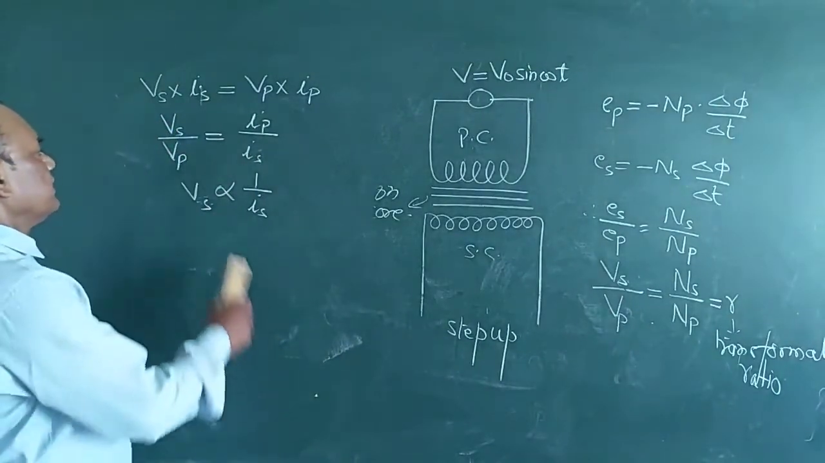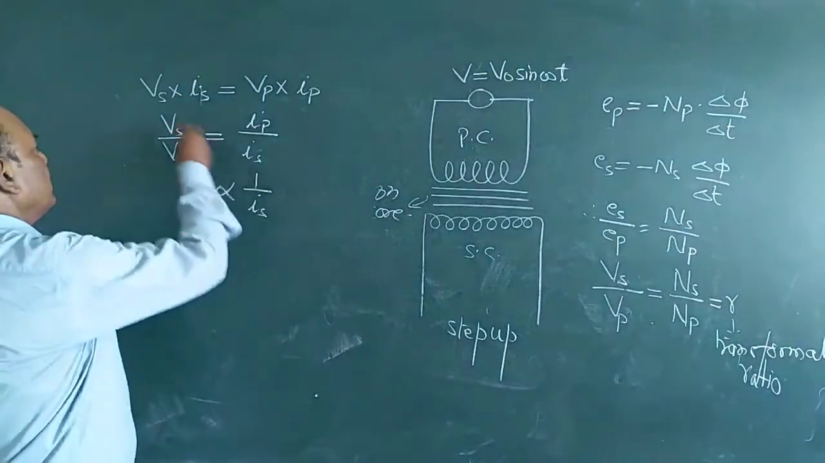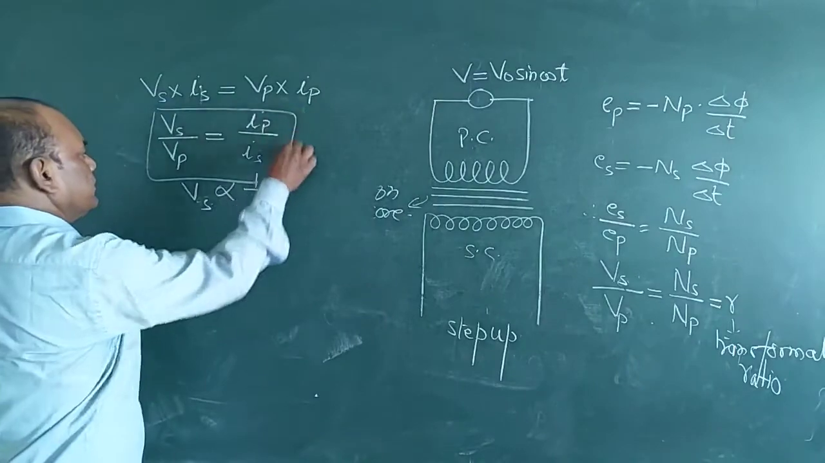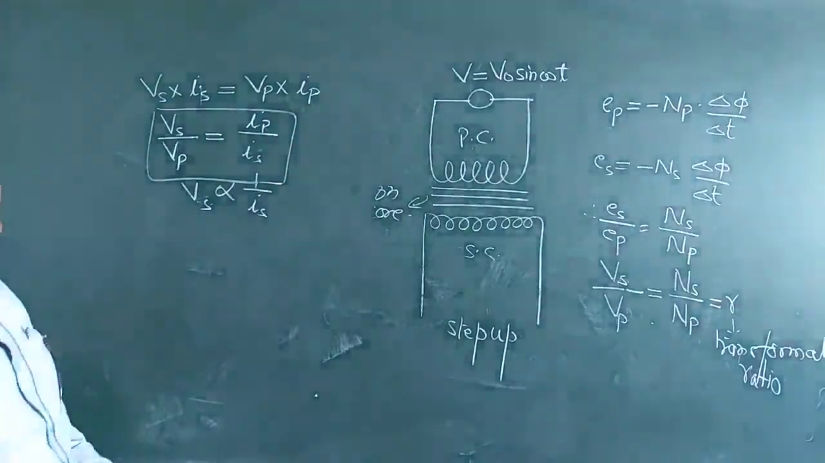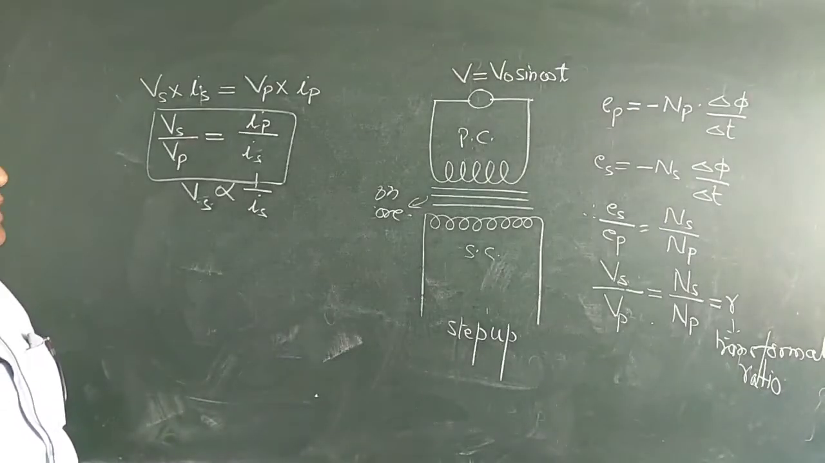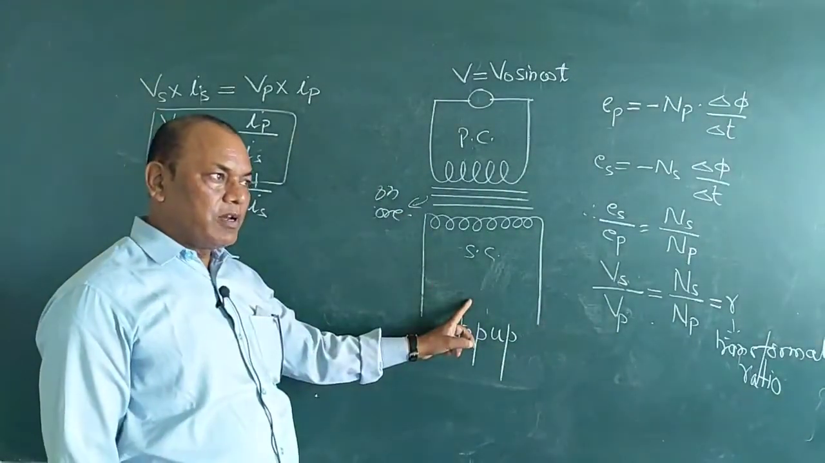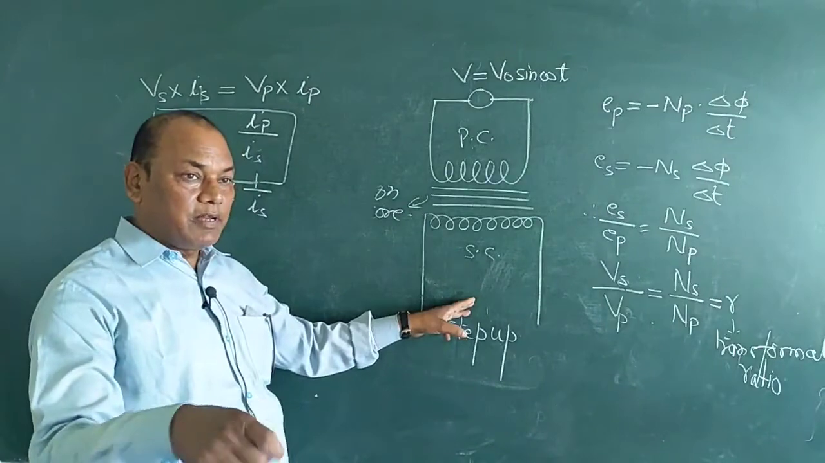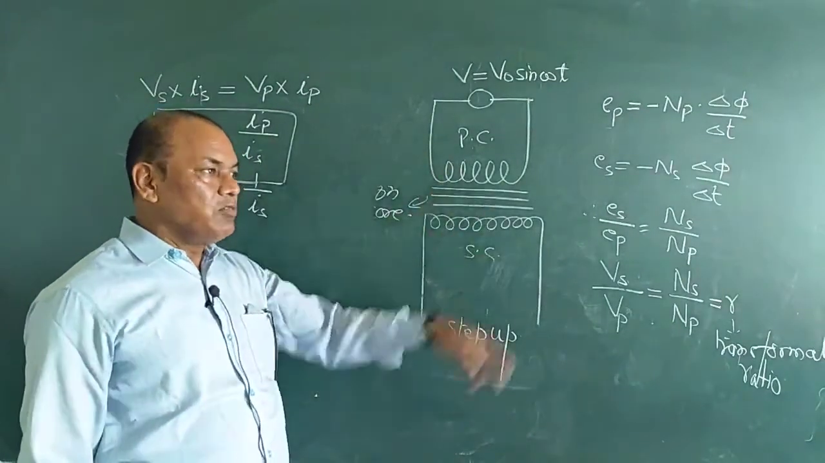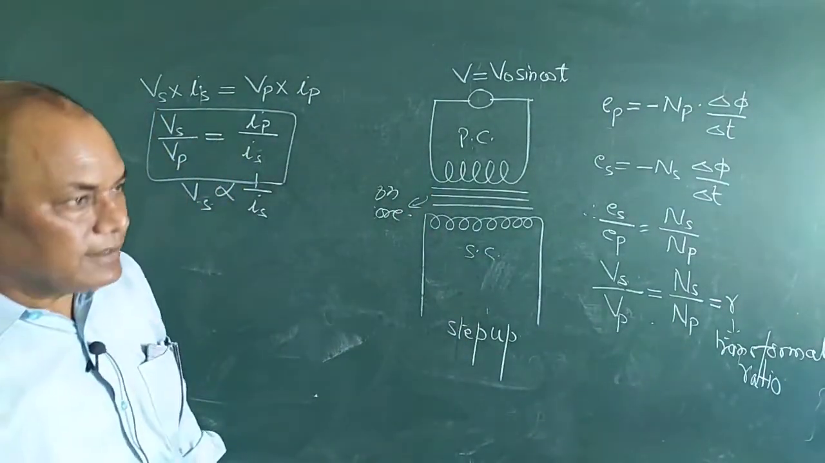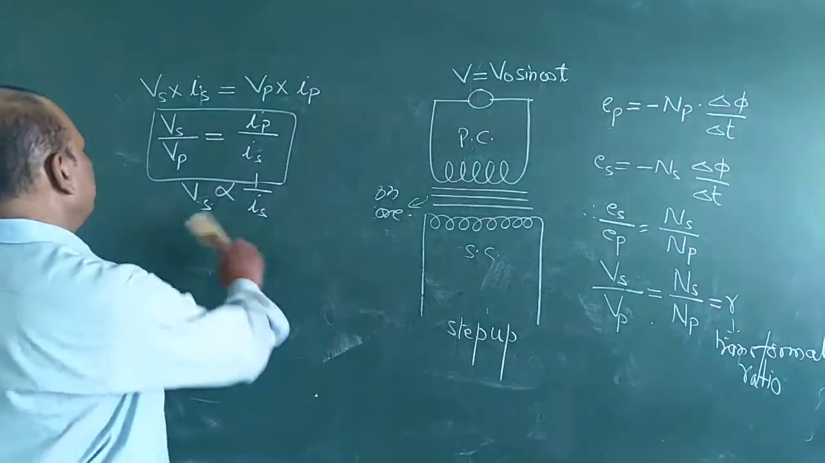So this is the basic principle of the transformer. In this way, when a transformer increases the voltage, then current becomes low. In a step up transformer, when voltage increases, then current becomes low, and in a step down transformer, when voltage decreases, then current becomes high.